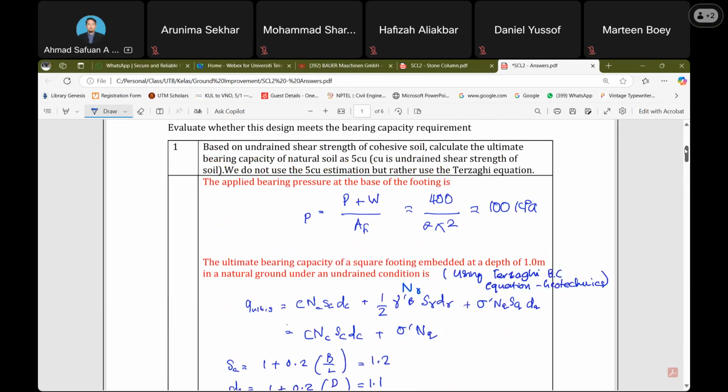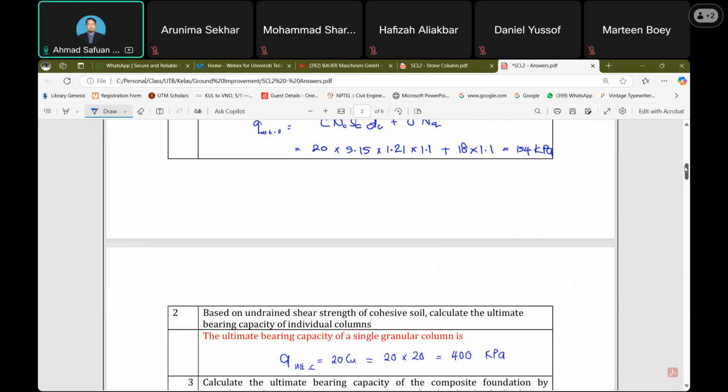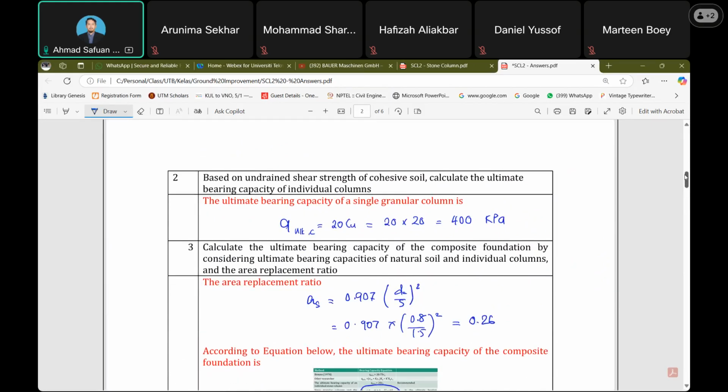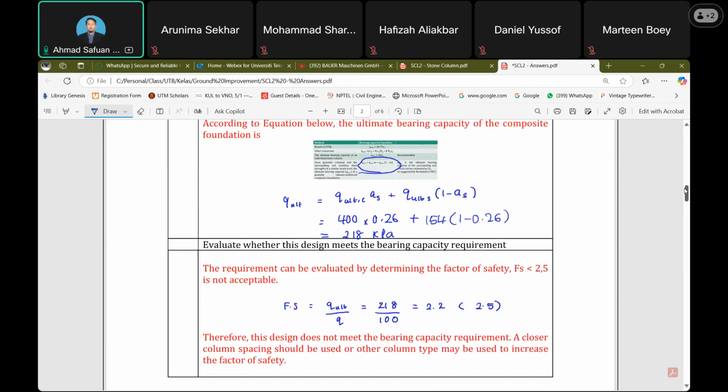loads applied on our treated soil. Based on the value of 218 kPa divided by the 100 kPa, the value of the factor of safety is 2.2. Therefore, this design does not meet the bearing capacity requirement. A closer column spacing will be used, or another column type may be used to increase the factor of safety.